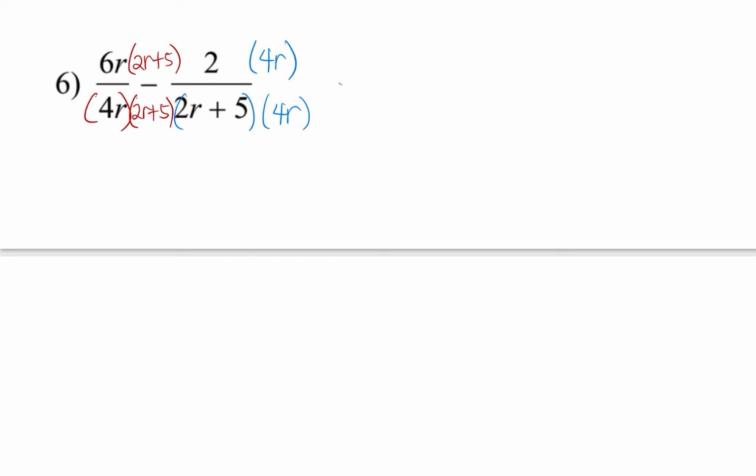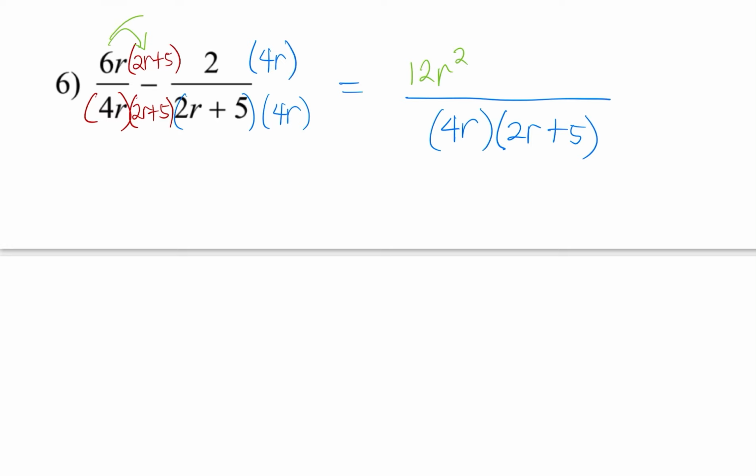Now that the denominators are the same, we're going to bring it over, so that would make 4r and 2r, quantity 2r plus 5, common denominator. Now we're going to distribute the 6r to 2r plus 5. So that will be 12r squared and then 30r. Now notice we have a subtraction sign right here.